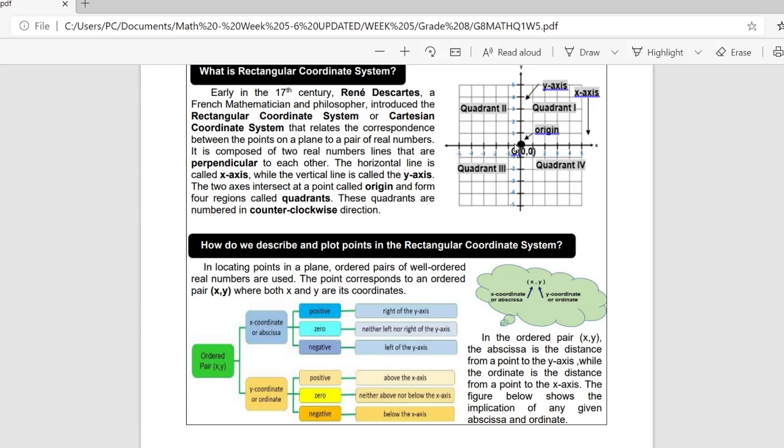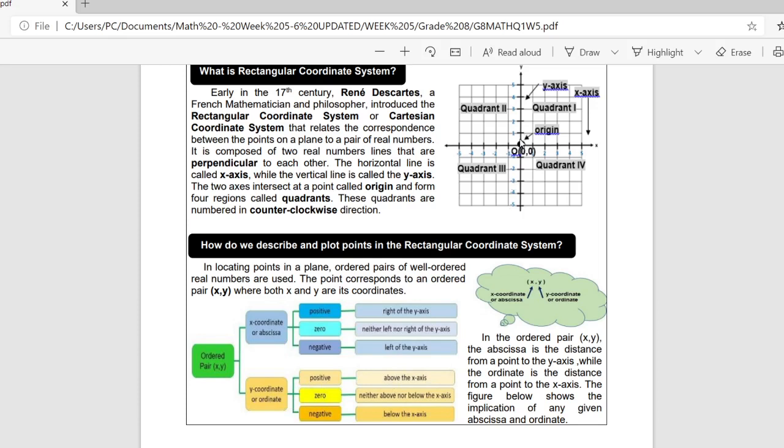Left of the y-axis. So therefore, at the origin we have (0, 0). Then we have positive 1, 2, 3, 4, 5. While left of the y-axis, you start with negative 1, negative 2, negative 3, negative 4, negative 5, and so on. Next, the y-coordinate is your ordinate. Again, your y-coordinate is called the ordinate. Your ordinate, or the y values, can be positive if it is above the x-axis.